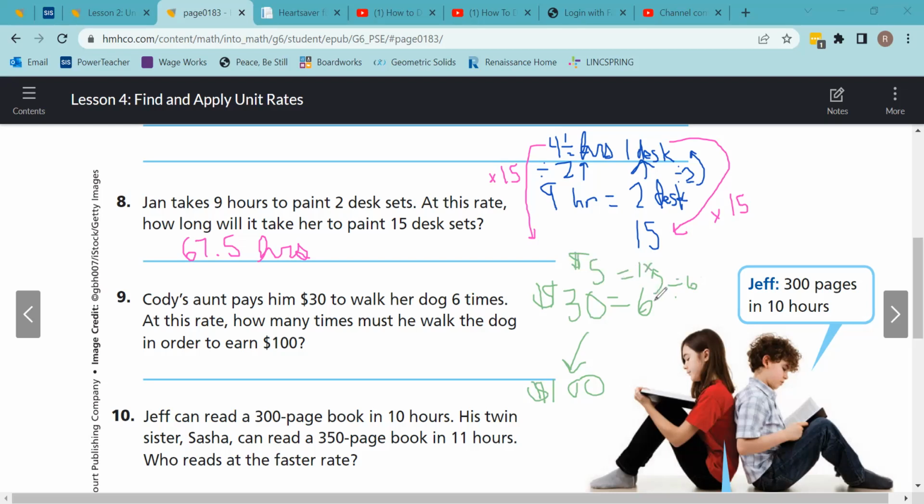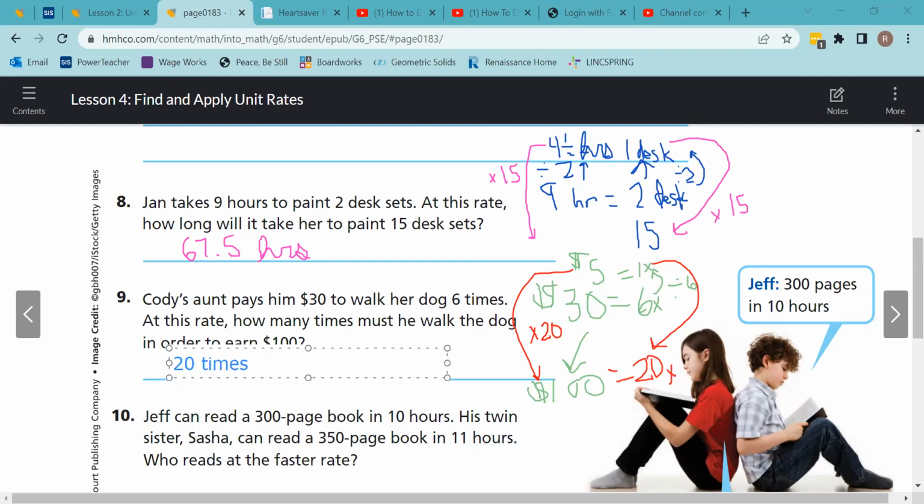One time, 6 times. I would write the words out, but that will get messy. So how do you get from $5 to the 100? We have to multiply by 20. So take the 1 times 20, and we know that he's going to have to walk that dog 20 times to earn $100. 20 times, I would also accept 20 walks because I would count one time as one walk.